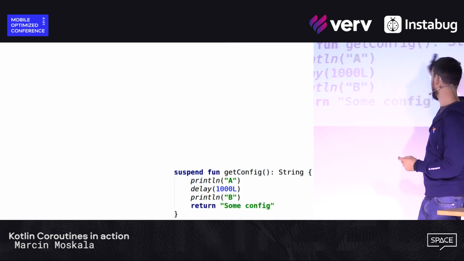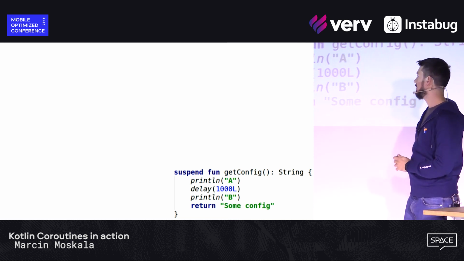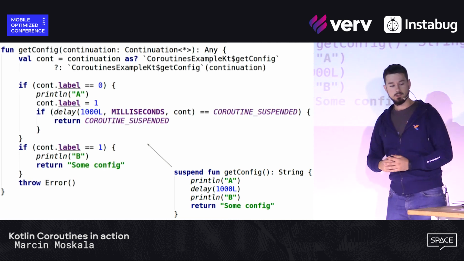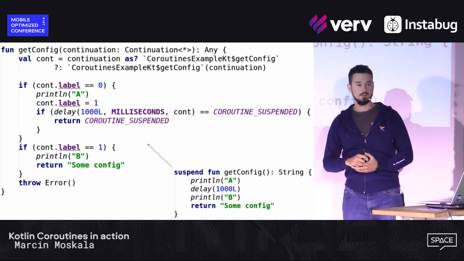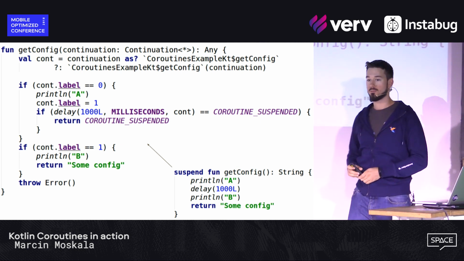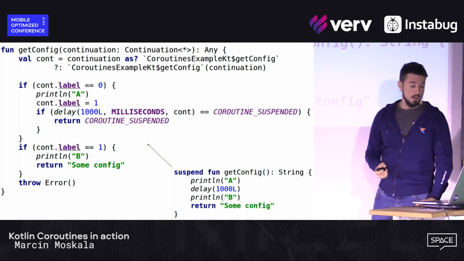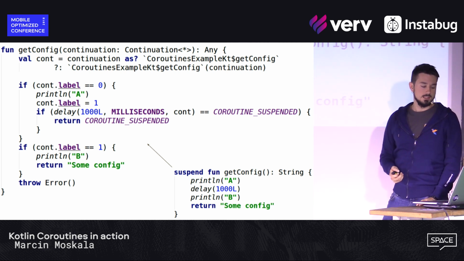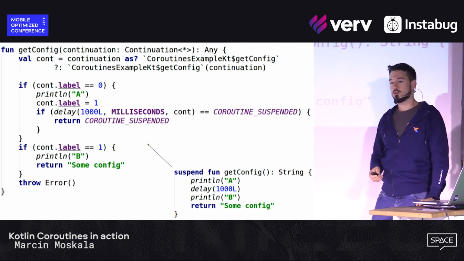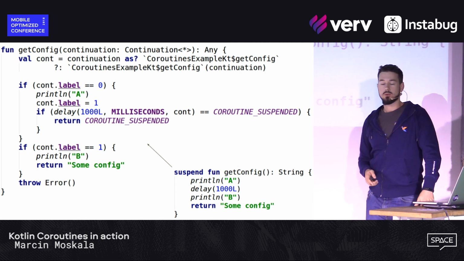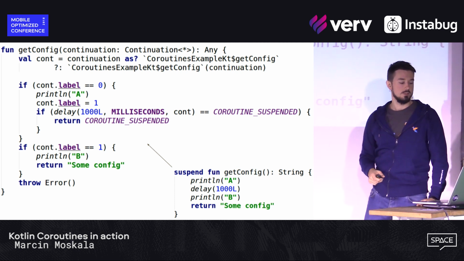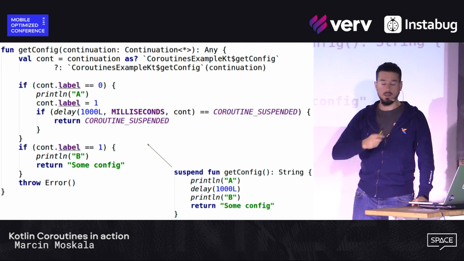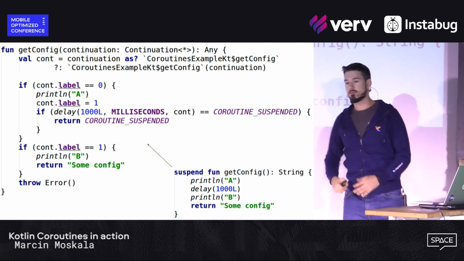This function is compiled into a slightly different function that looks a bit like that. It's not the direct implementation, but it's a simplified implementation. So every suspending function accepts a continuation as an argument. We can see that there was no argument before, and right now there is a continuation as an argument. And the first step, this continuation is wrapped.